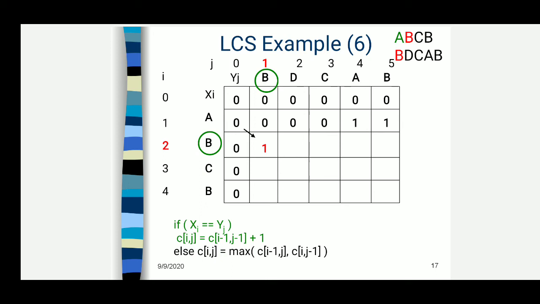Okay. So here at C[2,1], the character in X is B and the character in Y is also B. So similarity has occurred. So we will take the immediate diagonal value plus 1 in this cell. So the immediate above diagonal value is 0, plus 1, which is C[i-1, j-1] plus 1. So C[2,1] will have the value 1.